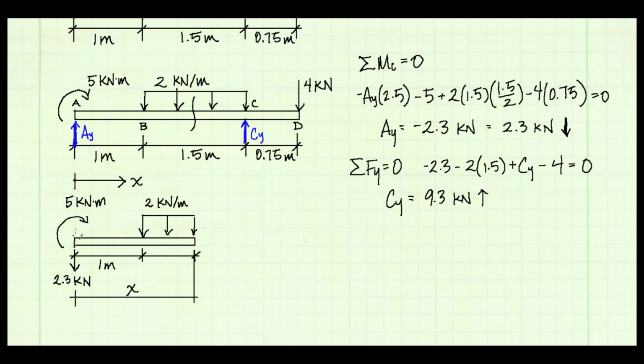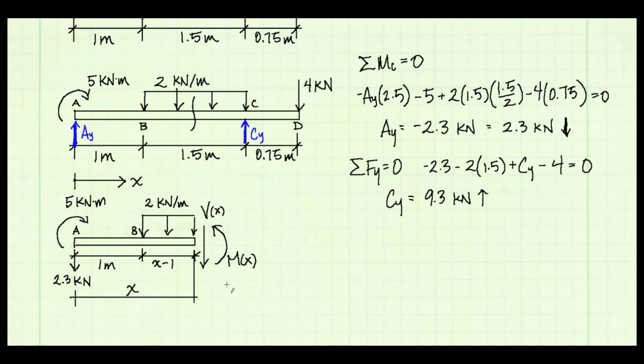I know from A to B it is 1 meter, and that means from B to the point of my cut, that's going to be x minus 1. On the cut section, I also need to show my internal shear and moment. I draw shear going down because this is the positive shear using our sign convention when we cut a beam and the beam is on the left side of the cut. We draw the shear arrow down. The positive moment, based on our convention, is that the moment on the cut is counterclockwise.